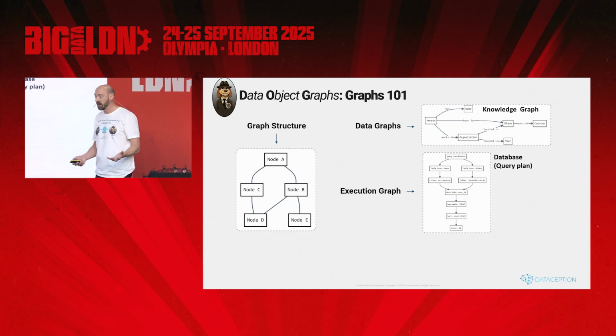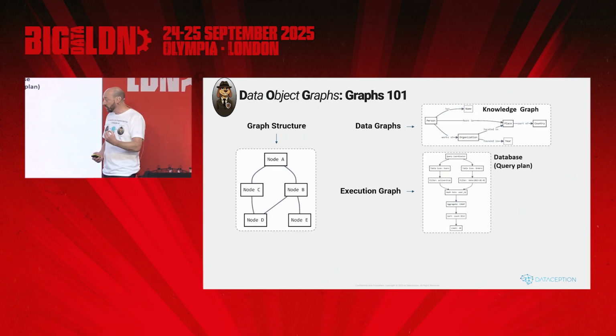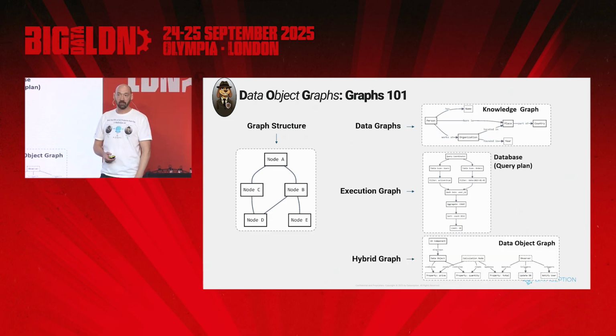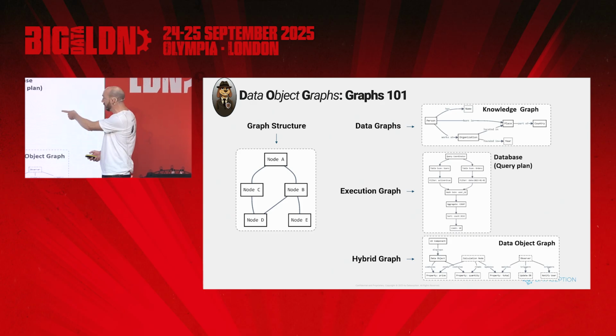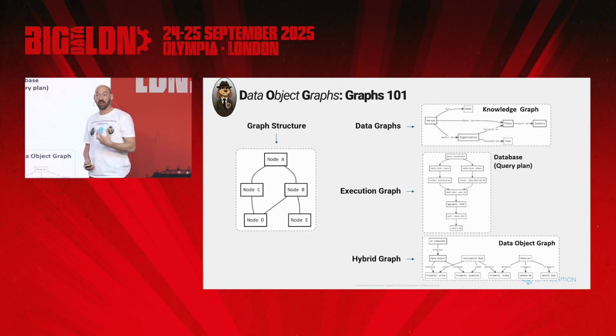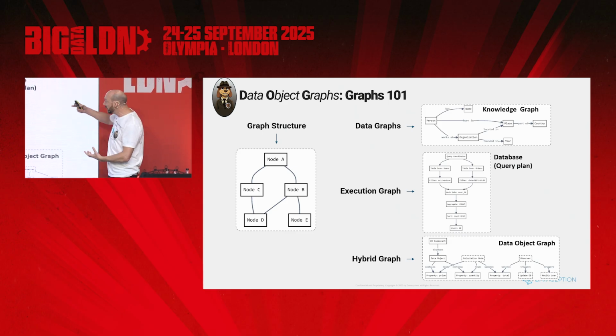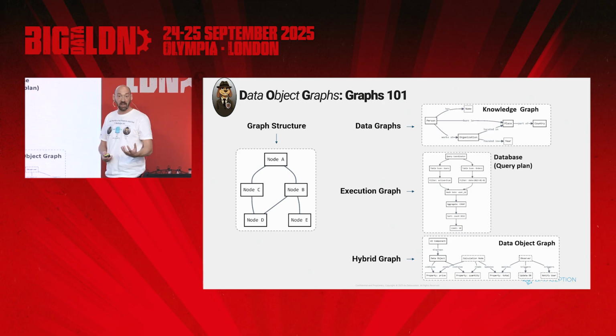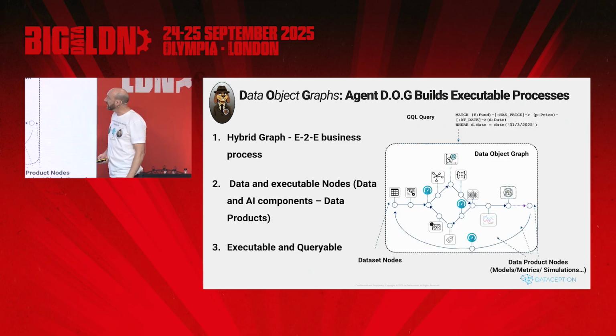Spark, if you all know Spark and Databricks, uses a directed acyclic graph underneath it to be able to execute a business process. But a DOG actually is what we call a hybrid graph. It's actually a mixture. So the nodes aren't just execution nodes like we have in the database query plan, like things like filter, join. We have nodes which are data nodes, and we have nodes which are execution nodes. So it's bringing those two things together so I can actually have an executable business process. And I'll give you an example of that in a second.